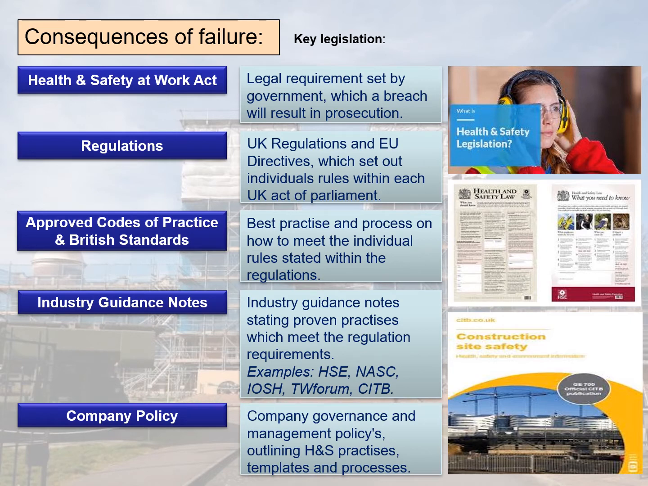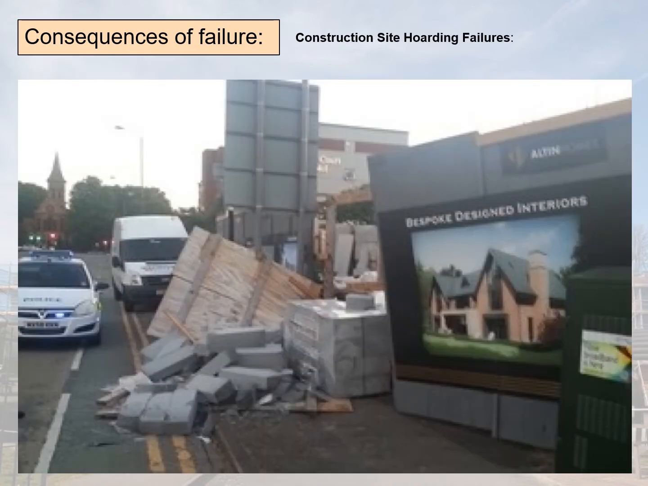From these, we should have then company level health and safety policies. These may include construction health and safety plans, but they should govern how health and safety is being conducted on site in line with the regulations stated above. So what can happen if we get this wrong?